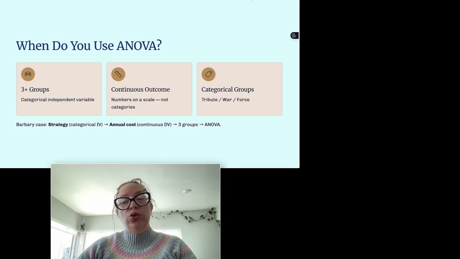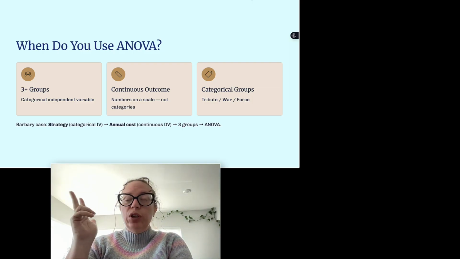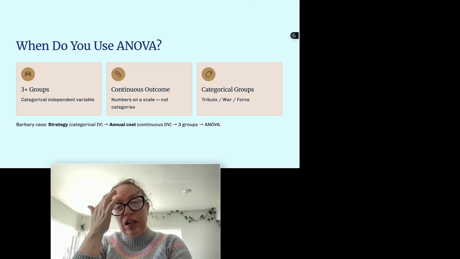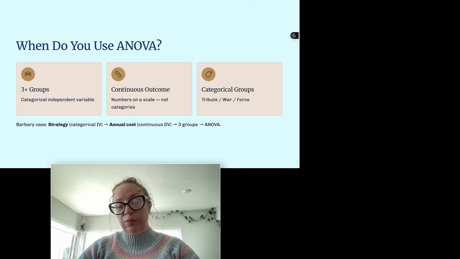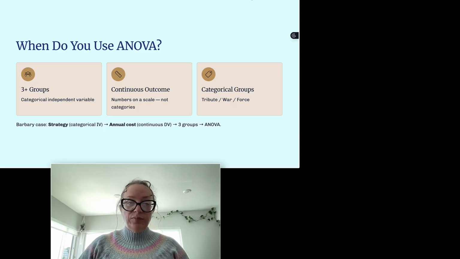So here's when you use an ANOVA. Why wouldn't you use other tests? You need 3 things. 3 or more groups. ANOVA is designed for comparing more than 2 groups simultaneously. If you have 2 groups, you use a t-test. If you have 3 or more groups, you use an ANOVA.